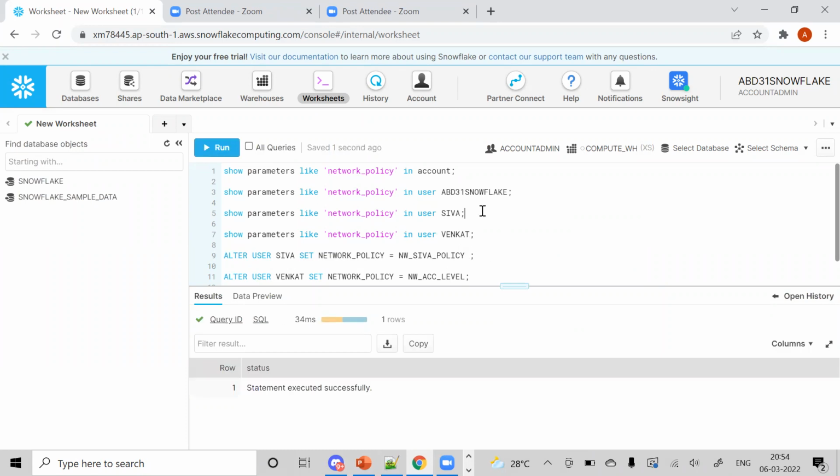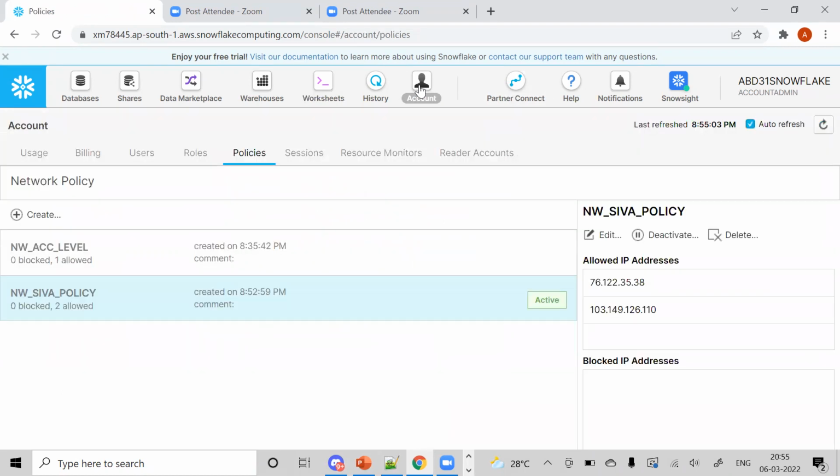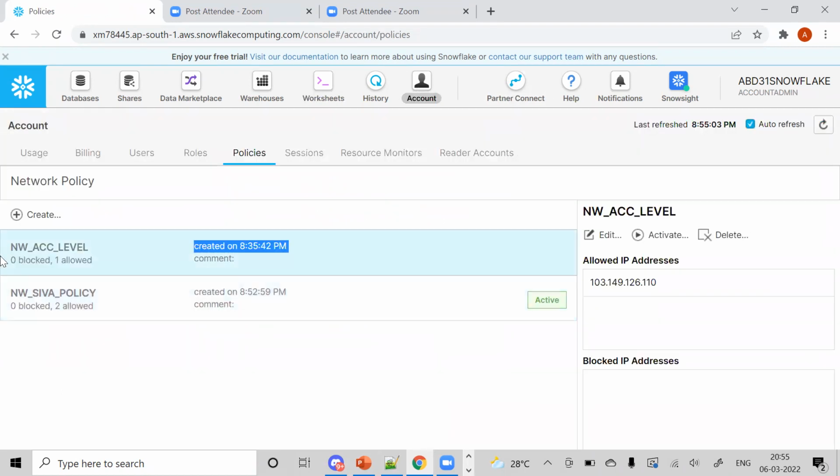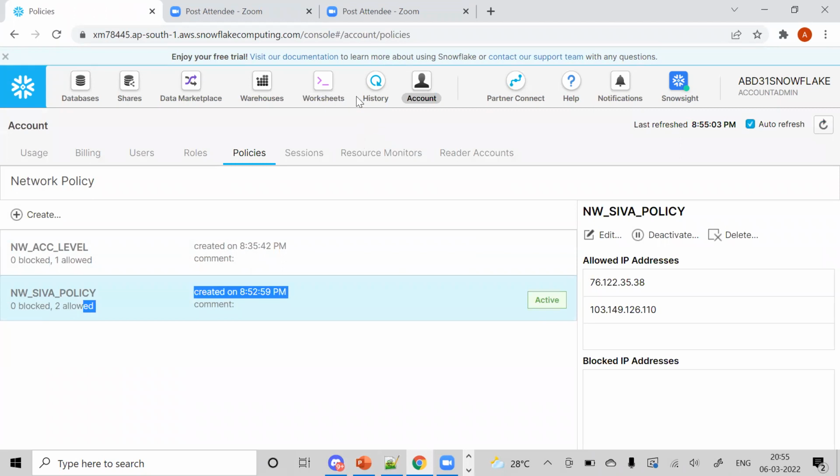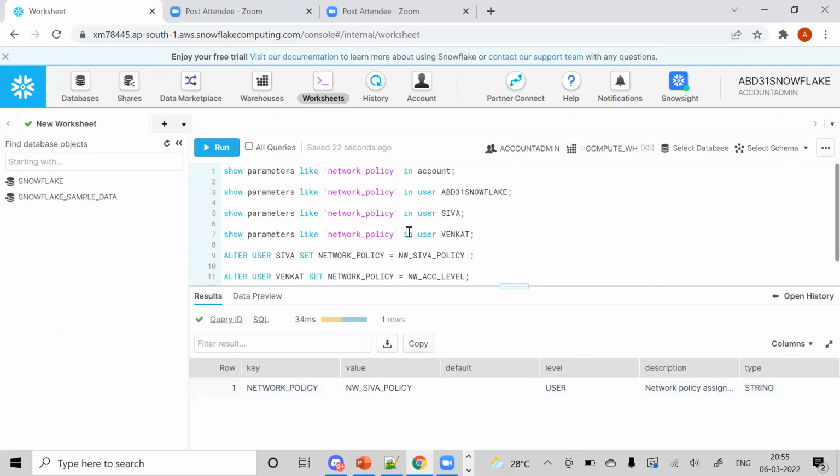Okay. So see, at the user level, I can activate it. The other policy. Get it? You getting it? No, Abdul. See, I created two policies here. Network account level, network Shiva policy. Correct? So as you can see, only one of them I can activate for the account level. I just showed you that, right?